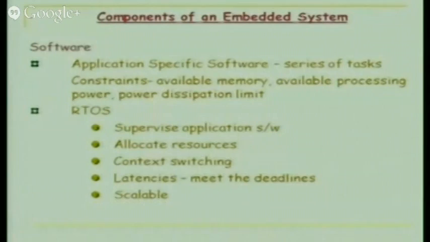Then you have constraints. In software also you have constraints. You have to understand available memory, available processing, power dissipation limits. Because if you go on writing code which consumes a lot of memory, that is not acceptable. So these are the constraints, and then you have RTOS.